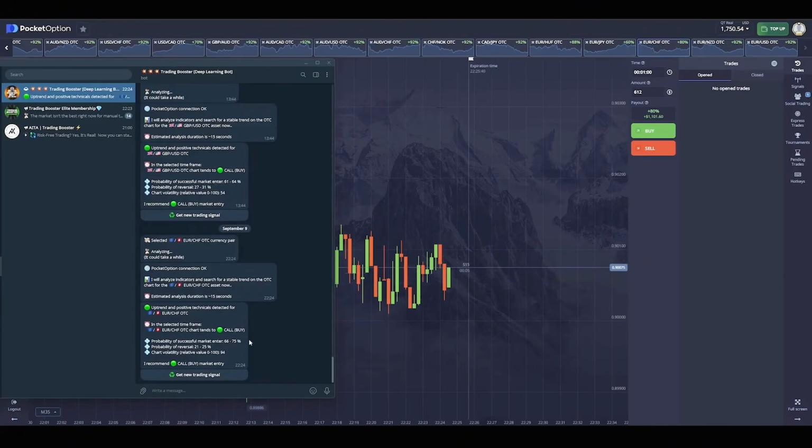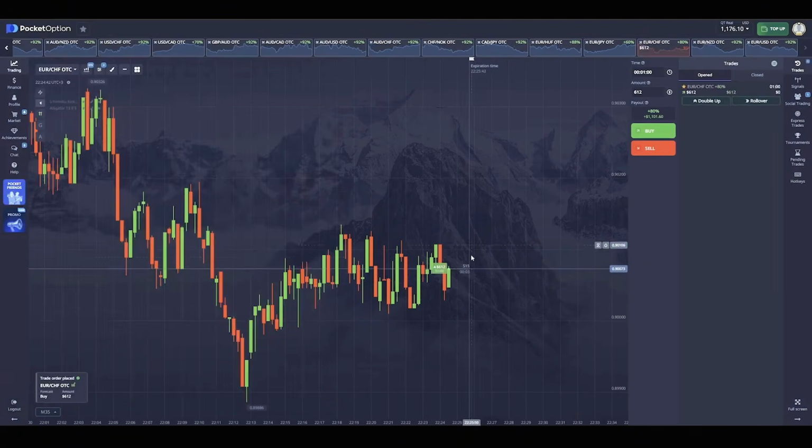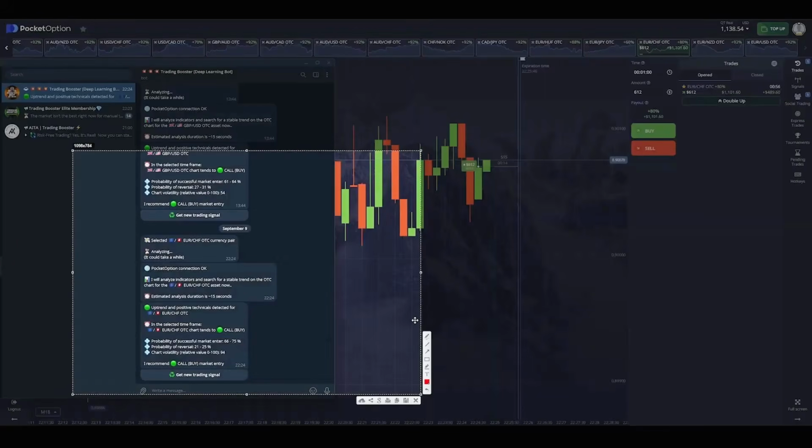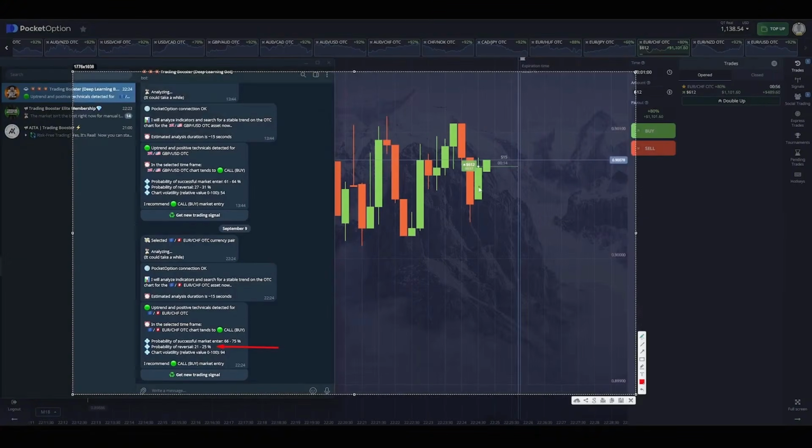Now let's talk about the other percentages and their purposes. I'm getting a buy signal. I open my trade, and let's break down what the other values mean. Probability of reversal. This means that at a certain point, the price may do the following. In other words, it will move in one direction and then suddenly reverse at some point.